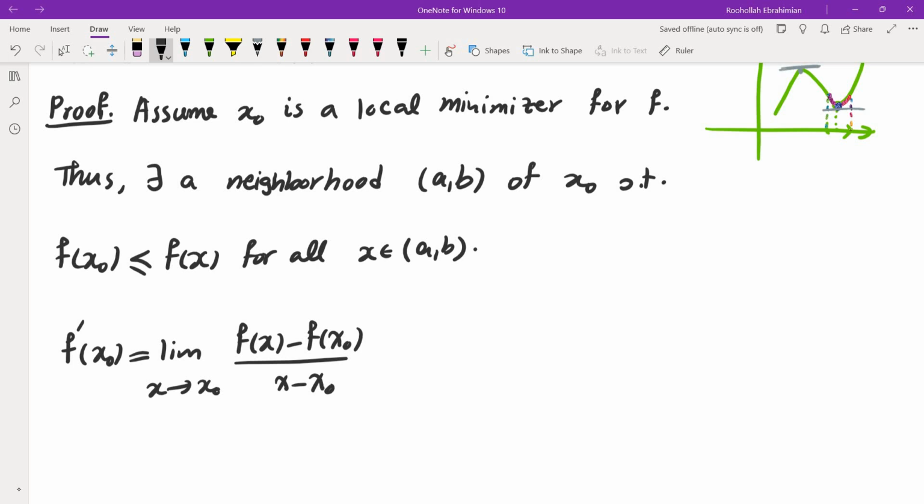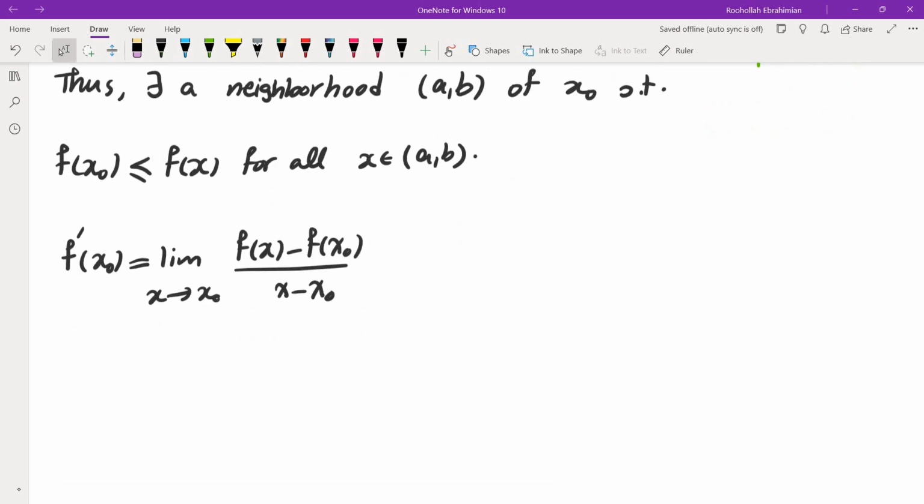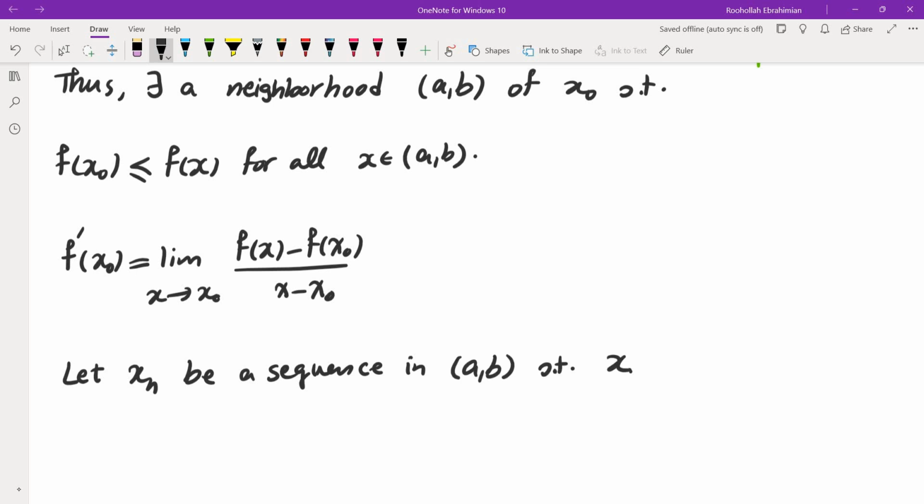Now, take a sequence of numbers that approach x naught. Since x naught is in this interval, we can take a sequence that approaches x naught from the left, and we can also take a sequence that approaches x naught from the right. So let xn be a sequence in (a, b) such that xn is greater than x naught and xn approaches x naught.